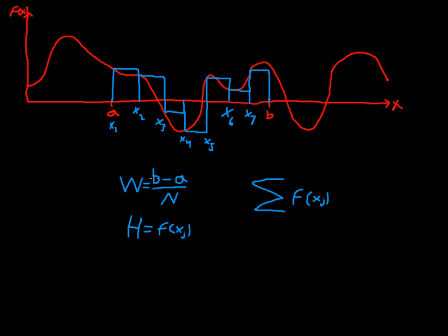Remember, this is a rectangle, so it's just width times height. The width is b minus a over n. The height is f of x sub j. So it's height times width, times b minus a divided by big N. And we are going to sum from j equals 1 all the way to j equals n. This is our general formula for the Riemann sum approximation.